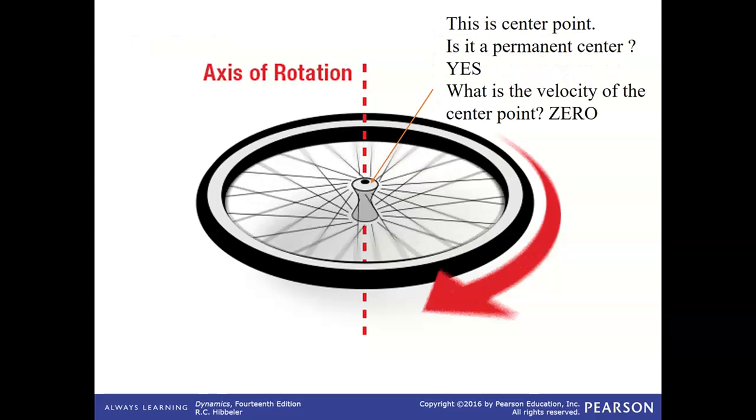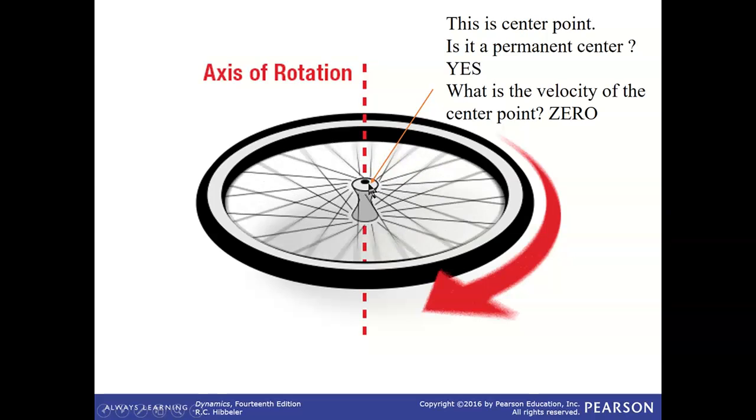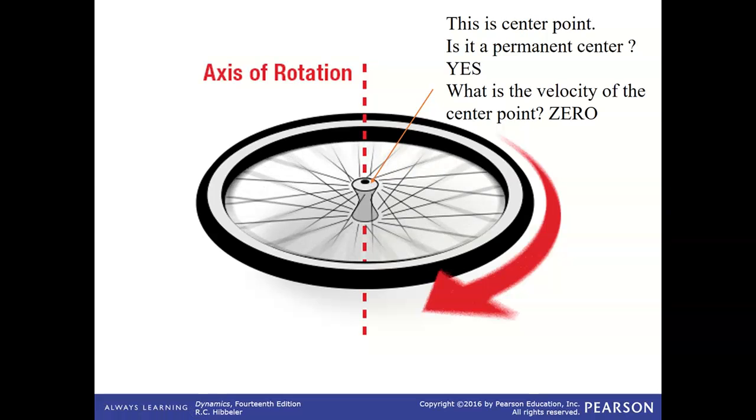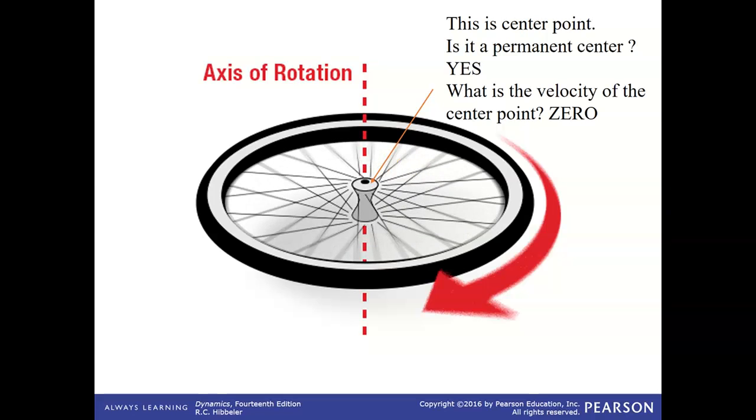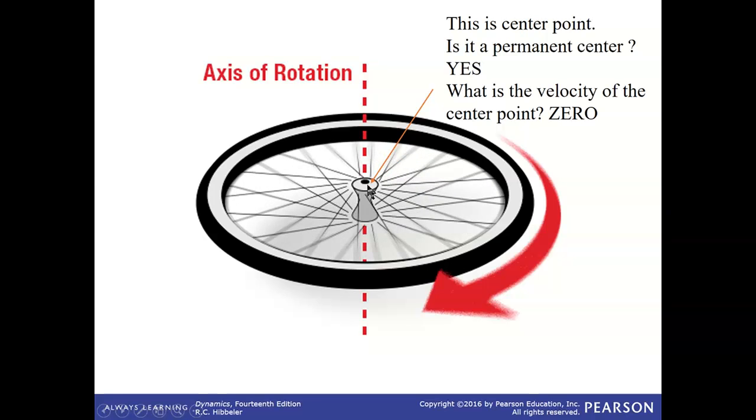Okay, so here is the answer, and the first answer is yes, this is the permanent center point. That means as long as the wheel keeps rotating in this position, this point does not change. It always remains the center point of the rotation, and the velocity of this point is 0 because this point is not under rotation or translation motion.